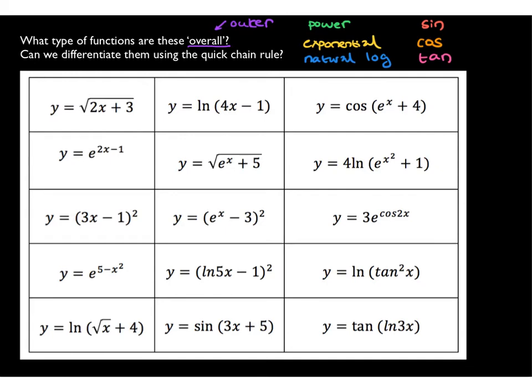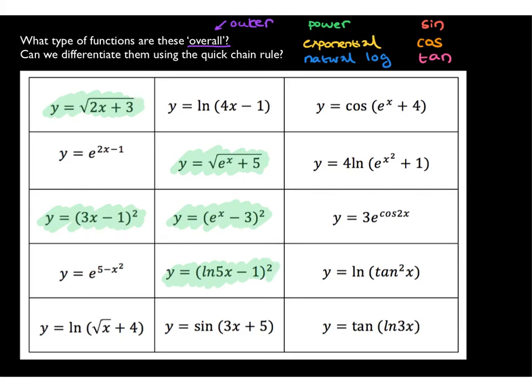So one of the crucial things is being able to spot the different types of overall functions. So let's start with the power functions. This is a power function. A square root is a power of a half. This is another power function. Another power function here. Again, we said square root is a power of a half. This function contains exponentials, but overall, it's something being raised to a power. Same here. So these are all power functions.